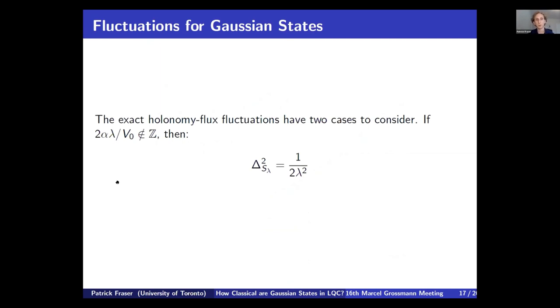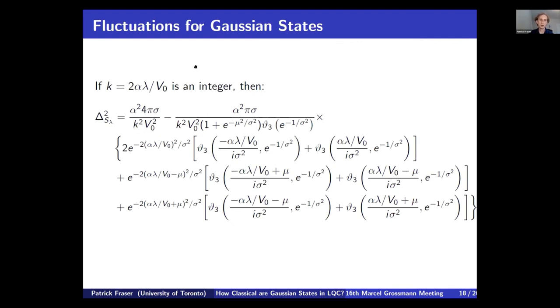However, things get more complicated when we start looking at the exact holonomy flux fluctuations in S lambda. There are two different cases that we have to consider. The first case arises when this value 2 alpha lambda on V naught is non-integer. When that happens, the holonomy shift operator stops being closed on the lattice upon which these states are defined, and a ton of different terms in this expression just cancel because the inner product vanishes, since you're shifted off of the lattice. So you get a very simple expression for these exact fluctuations.